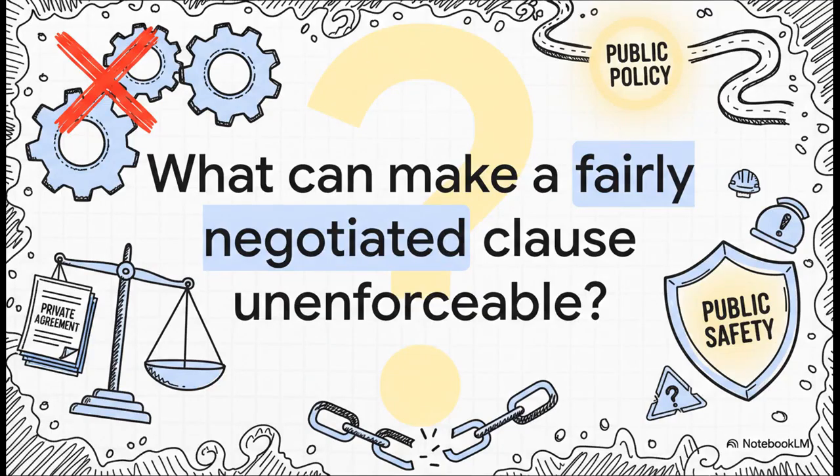And I'll leave you with this final thought to chew on. We know a fairly negotiated clause is really strong. But what if that clause, even if it was agreed upon by 2 huge, powerful companies, directly puts public safety at risk? Imagine a clause that allows a bridge to be built with shoddy materials. That scenario gets right to the heart of public policy. The idea that no private deal, no matter how well negotiated, is ever allowed to harm the public good. It is the ultimate trump card in contract law. Something to think about.